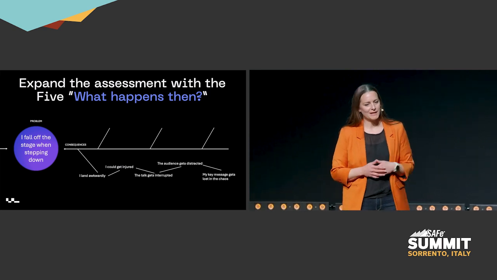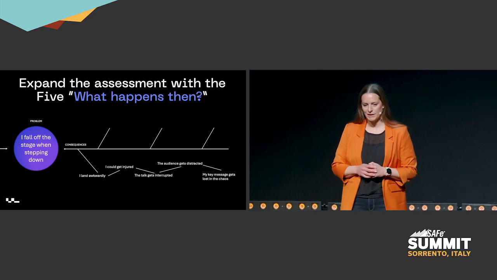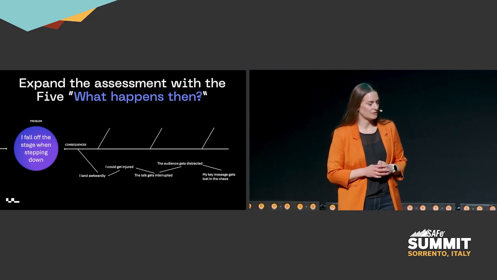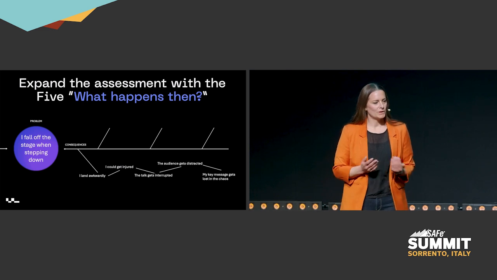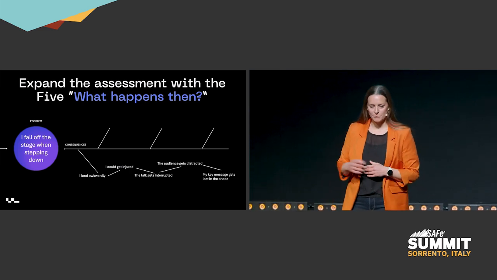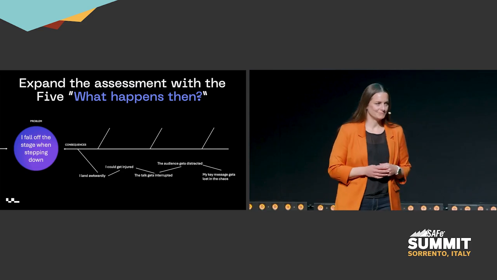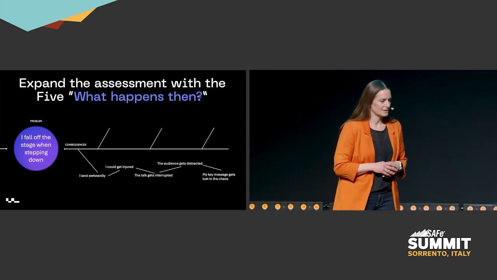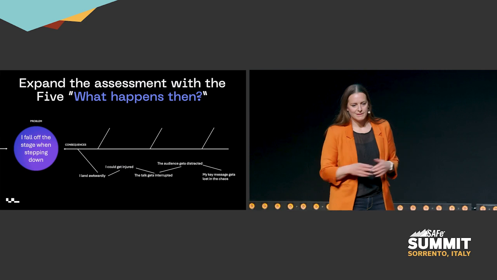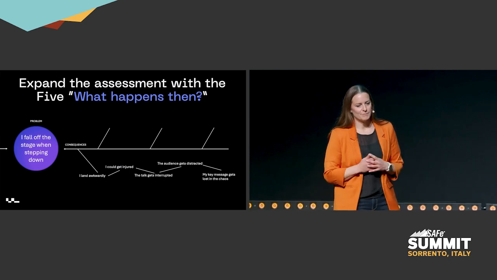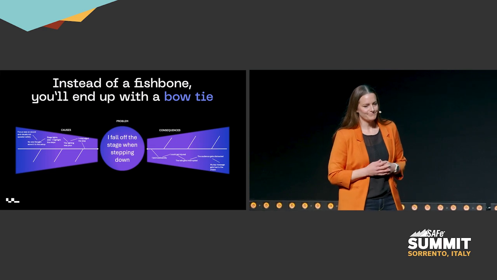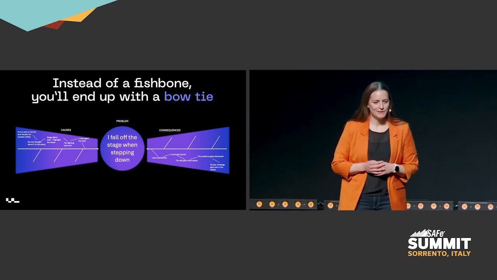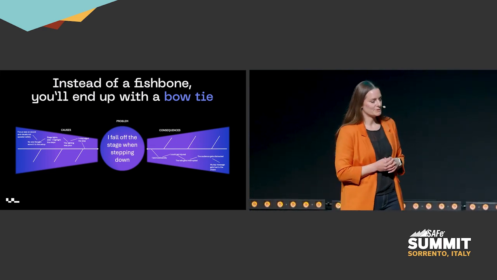Expand the assessment on your right-hand side with the 5 what happens then. So carried out in the exact same way as you do on the left-hand side, looking at the root causes, but this time dealing with the consequences. What if I fall off the stage? Well, I might land awkwardly. What happens then? Well, I could get injured, and the talk gets interrupted, and the audience gets distracted, and my key message may get lost in the chaos. And instead of a fishbone, you now end up with a proper bow tie.